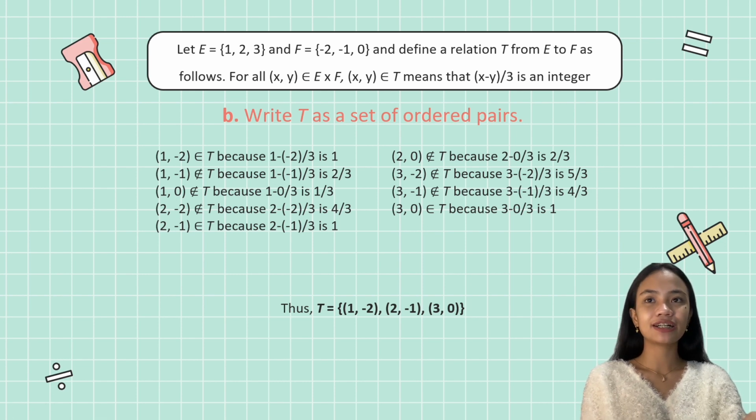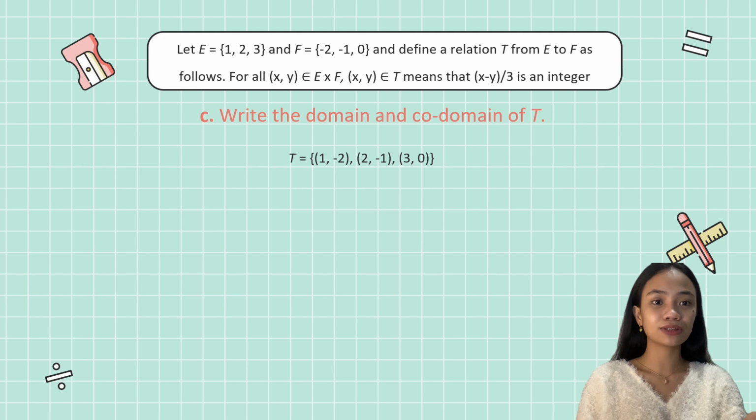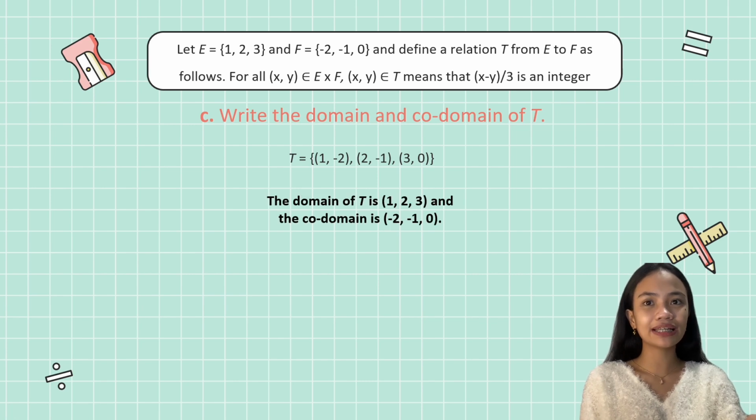For letter C, write the domain and codomain of relation T. So, yung answer natin kanina, ito yon sa second question. Yung relation T is equal to 1, negative 2, 2, negative 1, and 3, 0. So, sa given problem natin dito, set E is our x values and our set F is our y values. Therefore, the domain of relation T is 1, 2, 3, and the codomain is negative 2, negative 1, and 0.